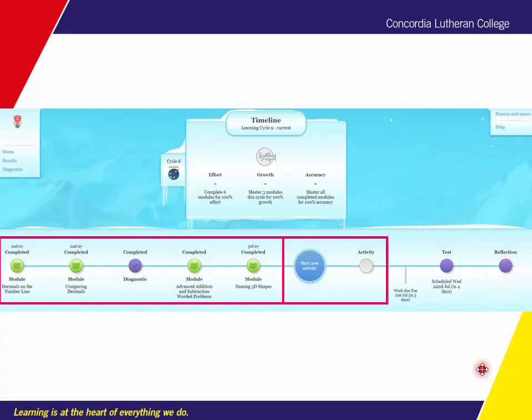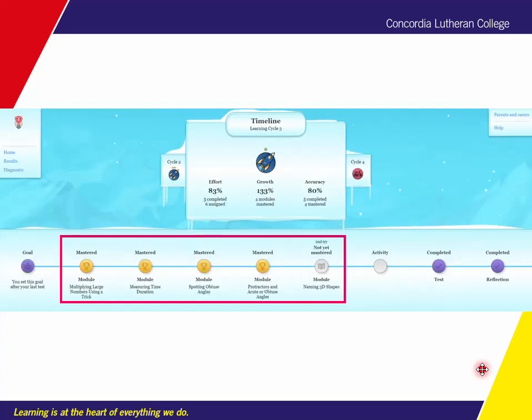Now, once your child is finished, they come back to this screen and they can start a new activity. Once they've finished the test, their activities will change, and you can see gold means mastered and grey means not yet mastered. It will also show any activities your child has not yet completed.